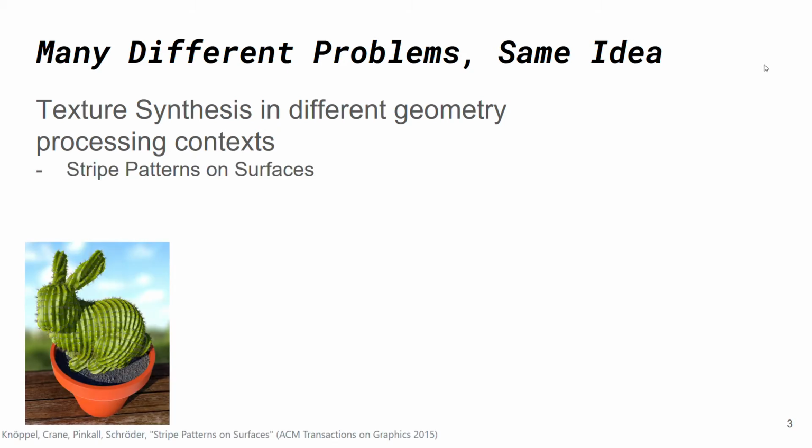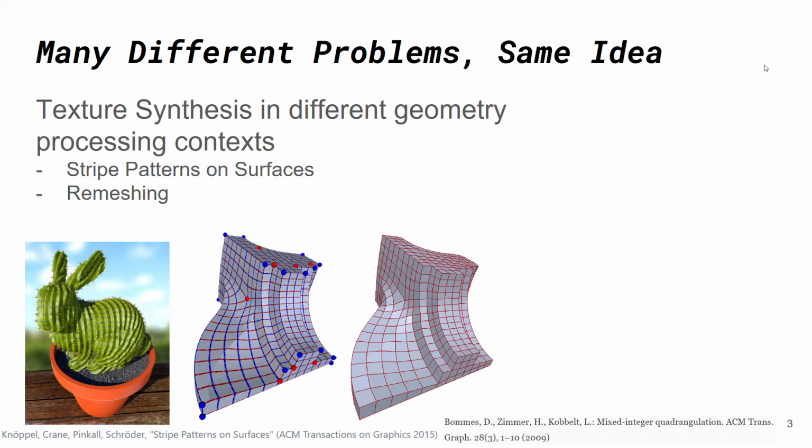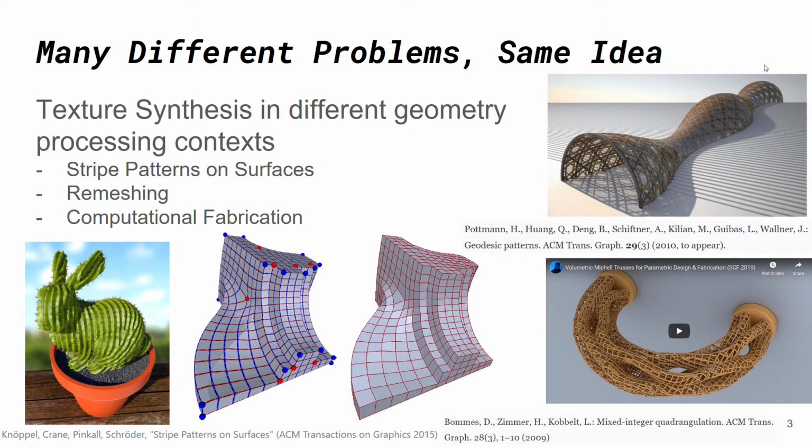So the problem that we'll be talking about comes up in many different areas in geometry processing and computer graphics. For instance, let's say that you're tasked with the problem of making a bunny look like a cactus. Or suppose you design a 3D model and you want to find an alternative representation of your geometry that's suitable for efficient physical simulation. Or suppose you more directly want to use a texture for computational fabrication purposes, such as in topology optimization, where you have a limited amount of material that you want to distribute most efficiently inside of some geometry.